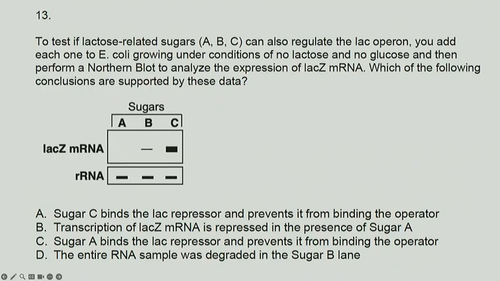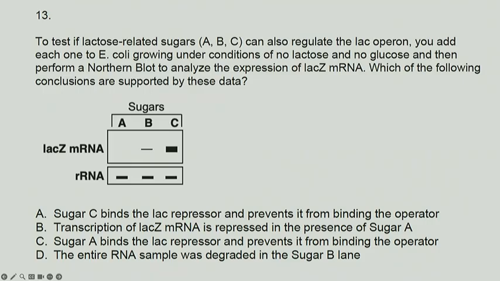Transcription of lacZ is repressed in the presence of sugar A. Is that true? Yes, right? Again, this is a northern blot. You don't have any mRNA with sugar A, which says that transcription is still being repressed. Sugar A binds the lac repressor and prevents it from binding the operator. No, right? Because that would have the opposite effect. That would enable the lac operon to be active with sugar A. And then finally, D, the entire RNA sample was degraded in the sugar B lane.